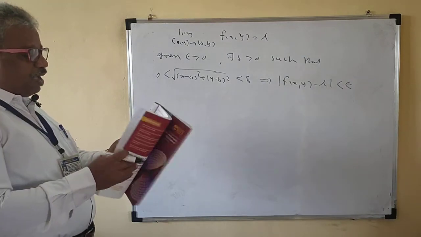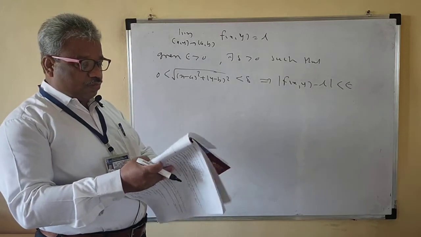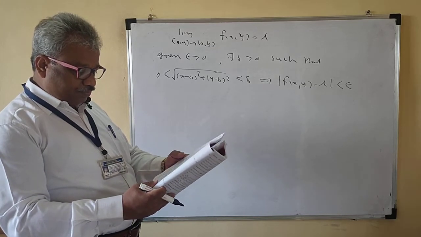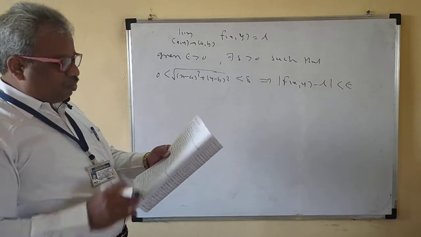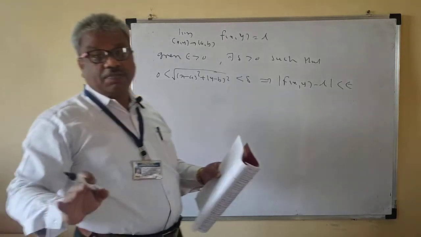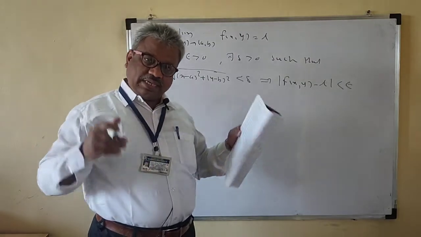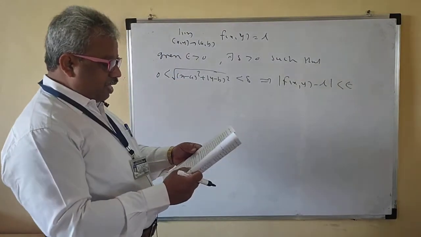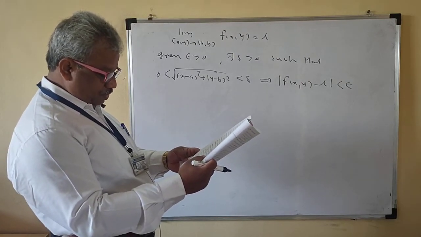So you are familiar with the algebra of the limit. Limit of the product is product of the limit. Limit of the sum is sum of the limit, and so on. And one thing in the limit, you should remember: if the limit along different paths is different, then the limit does not exist. If the limit along different paths is the same, then the limit will exist. So this is the main point of this limit.